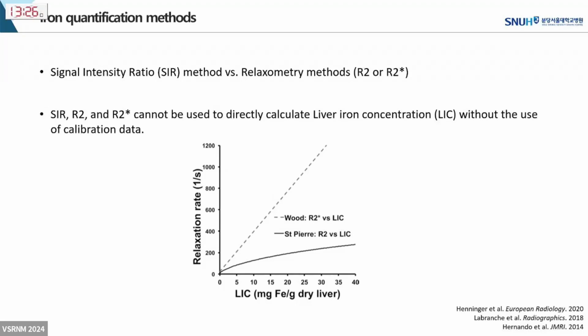There are several iron quantification methods using MRI. In this talk, I handle two major techniques, the signal intensity ratio method and relaxometry methods. Unlike PDFF, which can be calculated directly using signal intensity, iron quantification requires a calibration process between the actual measured liver iron concentration value and the MRI measured value.